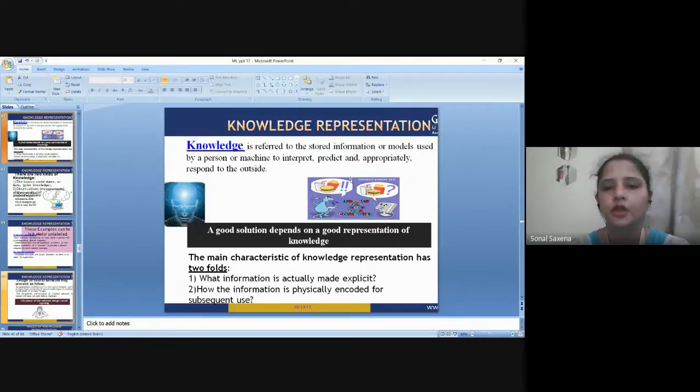Now next is knowledge representation. Knowledge is just the stored information or meaningful information or models which are used by a person or machine to interpret, predict, and appropriately respond to the outside world. So any good solution depends on a good representation of knowledge. The main characteristic of knowledge representation is two-fold. One, what information is actually made explicit, and second, how the information is physically encoded for subsequent use.